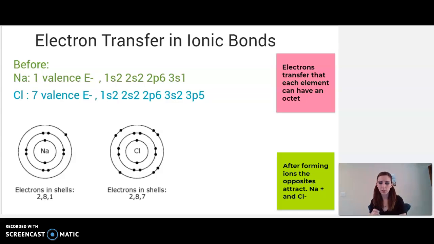Here's another example we'll look at using the electron configuration notation that we learned last unit in Unit 2. So what we'll start with here, again, ionic bonds, the electron transfers, so that each element can have octet, meaning that they can have 8 valence electrons. And after forming ions, the opposite attracts. So the positive ion gets attracted to that negative ion.